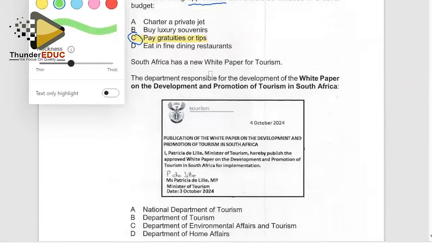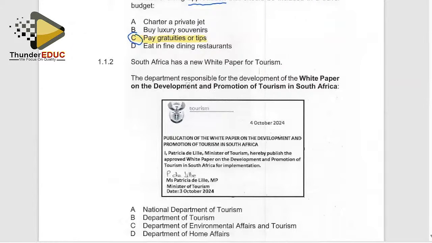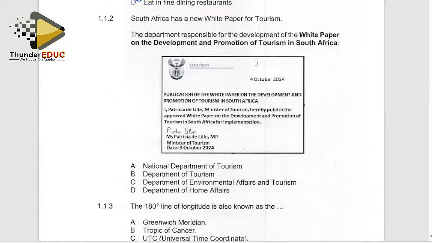South Africa has a new white paper for tourism. The department responsible for the development of the white paper on the development and promotion of tourism in South Africa. So it reads as follows. Publication of the white paper on the development and promotion of tourism in South Africa. I, Patricia de Lille, Minister of Tourism, hereby publish the approved white paper on the development and promotion of tourism business in South Africa for implementation. Then it is signed by the Minister, Ms. Patricia de Lille, MP, Minister of Tourism.